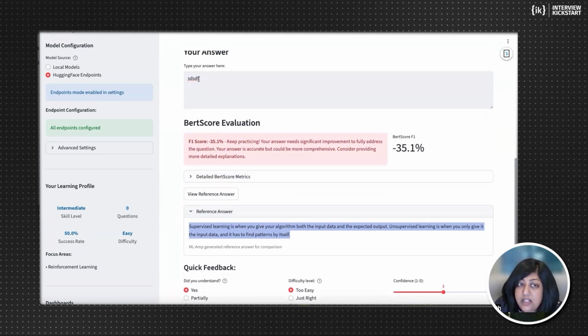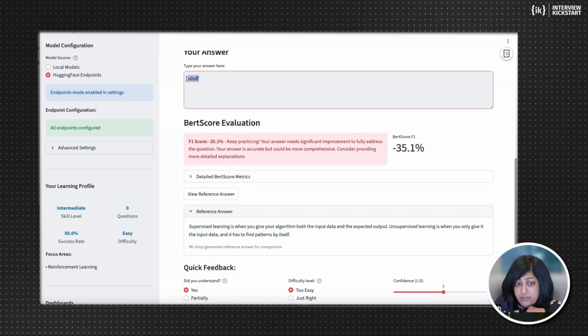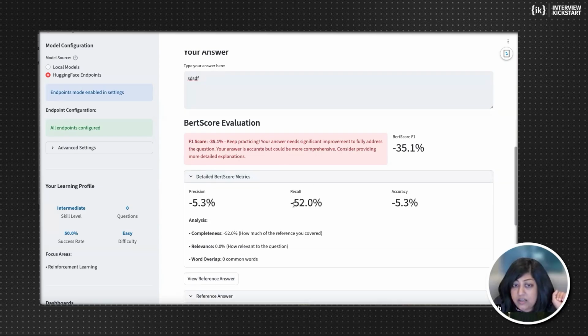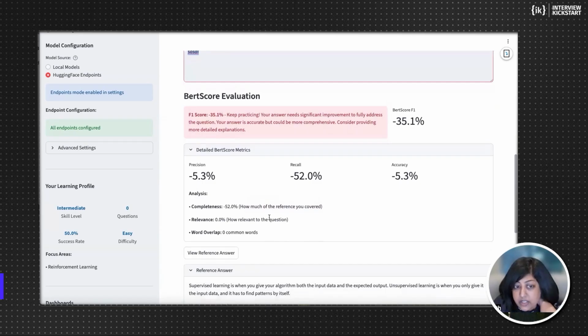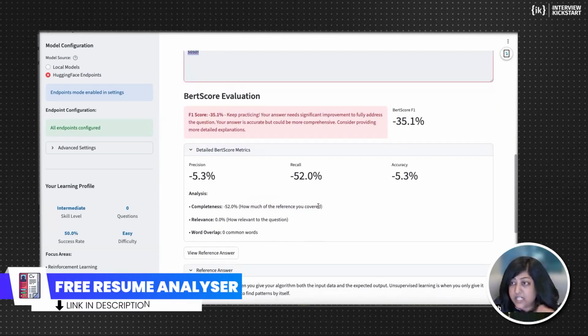And it evaluated my beta user response against this reference answer, using BERT score to evaluate the semantic similarity. And it said, well, your BERT F1 score is about negative 35.1%. And why? You get the breakdown here. How much of the reference you covered? There was nothing, right? Because it was gibberish. So it was a negative F1 score. All right. So that pretty much shows the practice mode workflow, the practice question generation, as well as the evaluation.